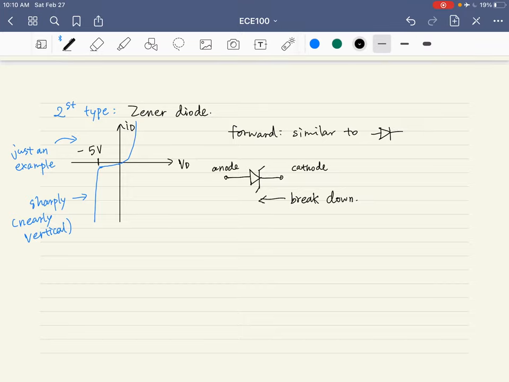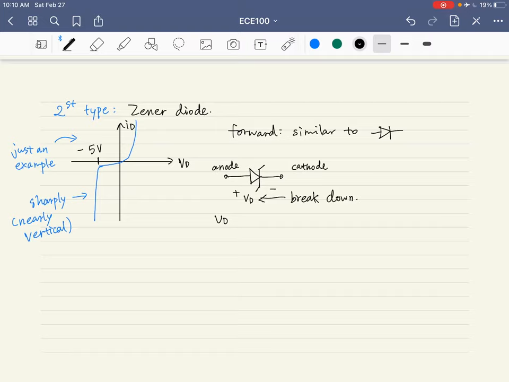Very different, right? And it's interesting that even VD is smaller than, for example, minus 5 here. If VD is smaller than the minus 5, like we apply a 10 volt reverse voltage to a Zener diode, what will happen?